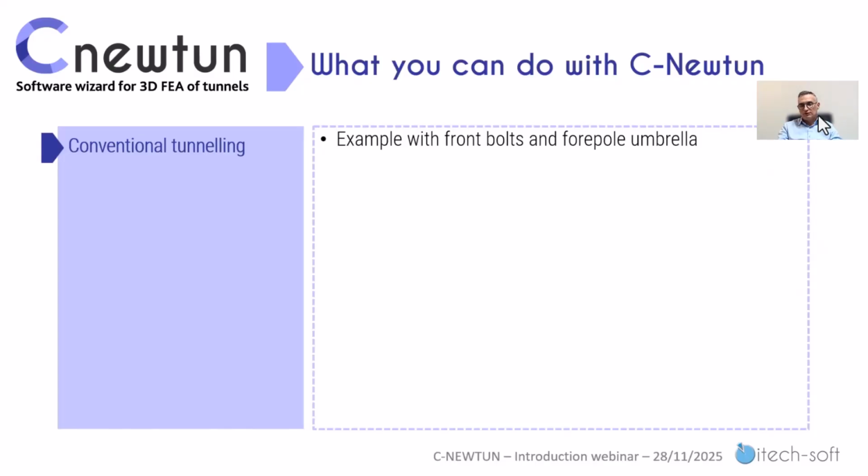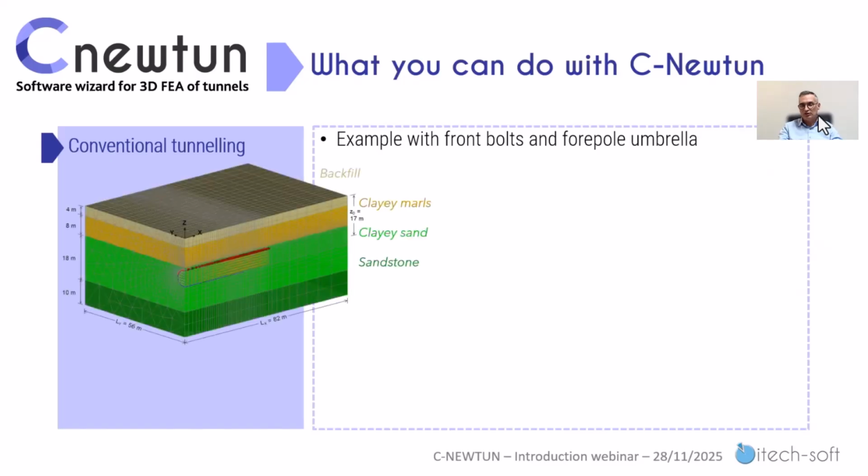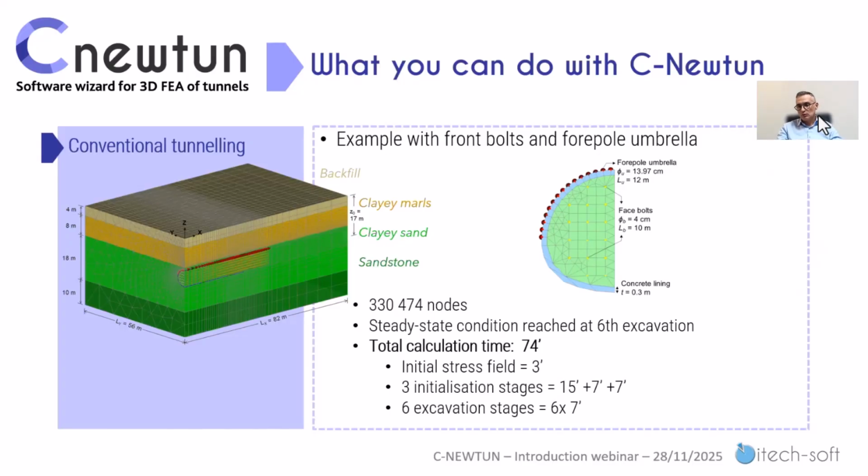As an illustration of what you can do with C-NEWTUN in conventional tunneling, I'm proposing this model where we have a forepole umbrella, face bolts, and a concrete lining modeled in volumes. We reach the steady state condition after the sixth excavation. So it limited the total calculation time to 1 hour and 14 minutes. You see here the various calculation times produced.